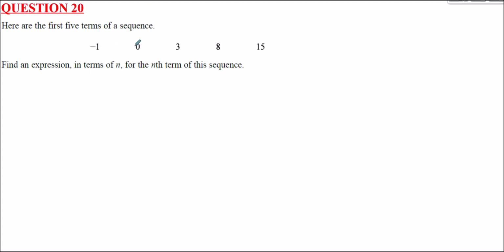It's when the gaps in between the terms are increasing, but the gaps of those gaps are constant. So between minus 1 and 0 is a gap of 1. Between 0 and 3 is a gap of 3. Between 3 and 8 is a gap of 5. Between 8 and 15 is a gap of 7. But then if we have a look at the gap between these gaps, between 1 and 3 is a gap of 2. 3 and 5 is a gap of 2. 5 and 7 is a gap of 2. So when the gaps of the gaps are the same, we know we're talking about a quadratic sequence.